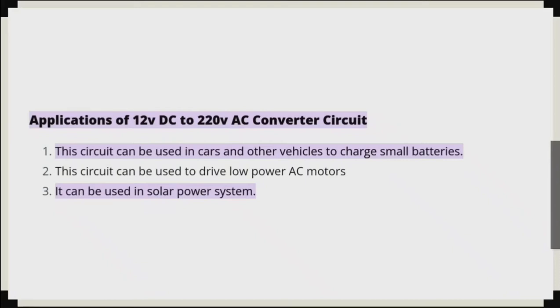Let's have a look at applications of the 12 volt DC to 220 volt AC converter circuit, which we will implement further in the video. This circuit can be used in cars and other vehicles to charge small batteries. Second, this circuit can be used to drive low power AC motors. Third, it can be used in solar power systems.